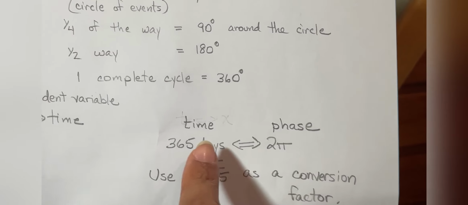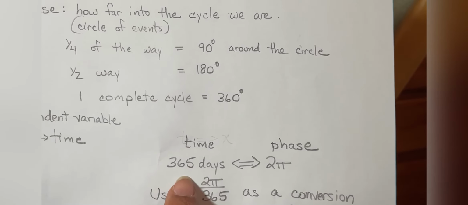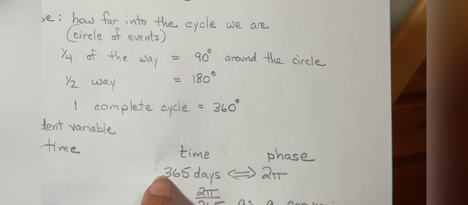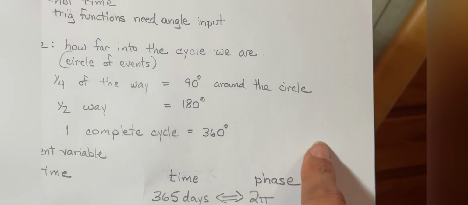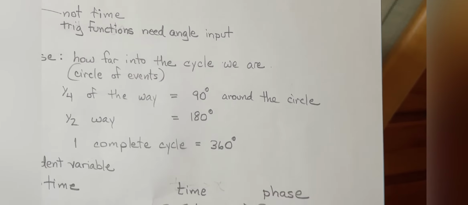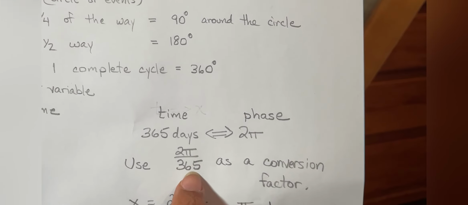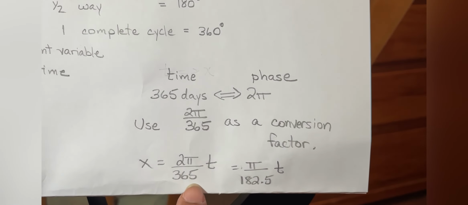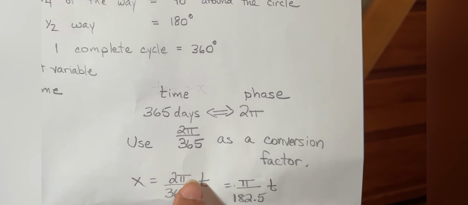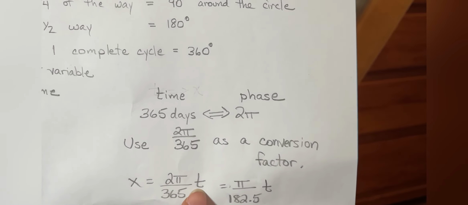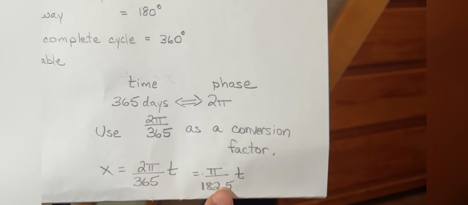We'll do it this way. We'll set up a little chart for ourselves. We only need one data point to make the correlation. 365 days would be matched up with 2 pi radians, or 2 pi, 360 degrees around a circle. We'll use this as our conversion factor, and we're going to plug that into our expression for the phase. X, our phase, will equal 2 pi over 365 times the time of the year, the days of the year. You can simplify it to this.